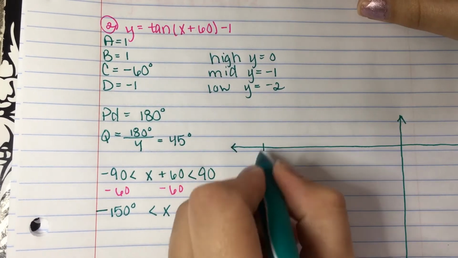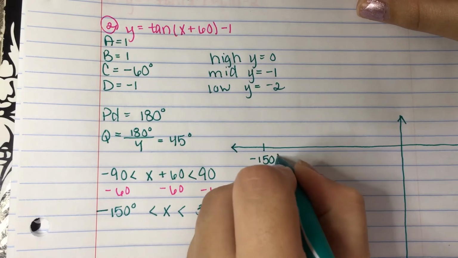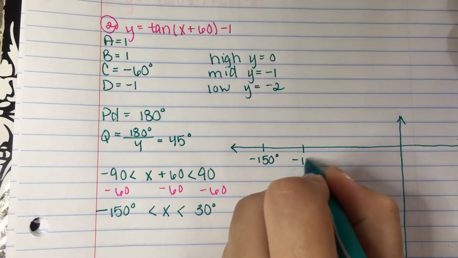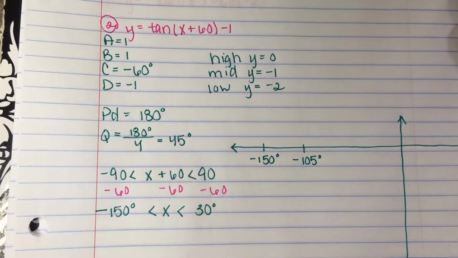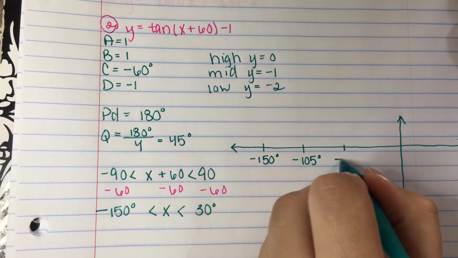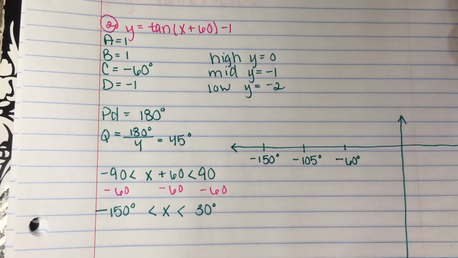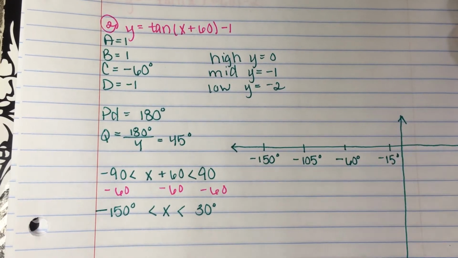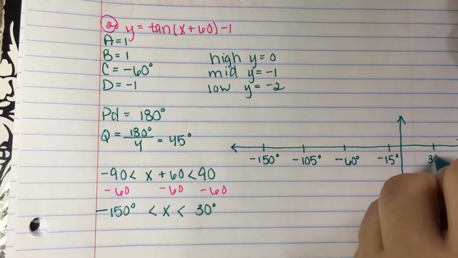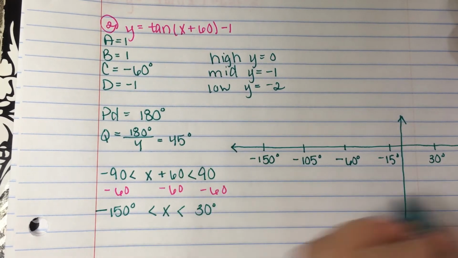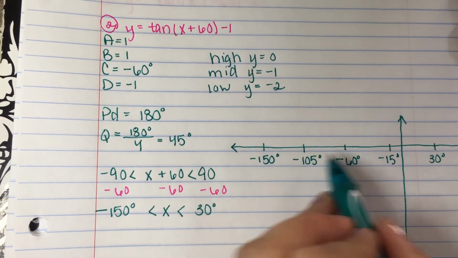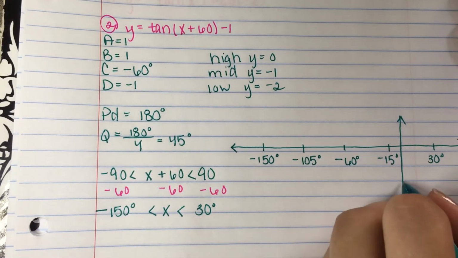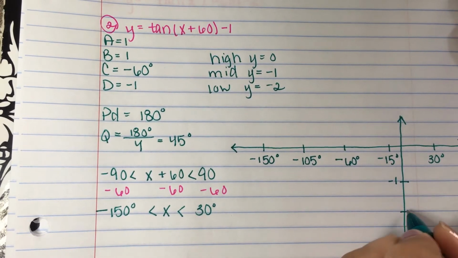All right, we're starting at negative 150 degrees. You can use the calculator here. We're going to add, what's our quarter? 45. So we're going to add 45, and I'm going to get negative 105. And then we're going to add 45, and I'm going to get negative 60. And then I'm going to add 45, and I get negative 15. And then I add another 45, and I get a positive 30. And I can see my first asymptote there is at negative 150, and my last one here is at 30. And I got 1, 2, 3, 4, 5 points altogether. Perfect. All right, and then now my high point is at 0, my midpoint is at negative 1, and my low point is at negative 2.